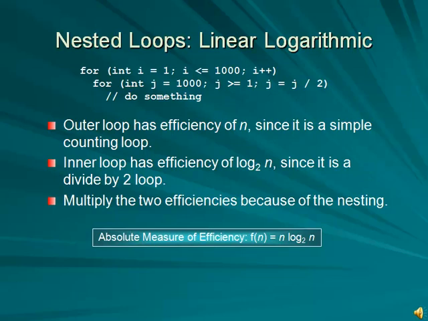Here's another simple piece of code with two nested loops. Although the loops are a little different, notice that the outer loop, i, is a counting loop, and the inner loop, j, is a divide by 2 loop. So, in order to calculate the overall efficiency of the algorithm, the outer loop has an efficiency of n, since it is a simple counting loop. The inner loop has an efficiency of log n, since it's a divide by 2 loop. We multiply the two efficiencies because they are nested, and the absolute measure of efficiency is n log n, merely multiplying the two components.